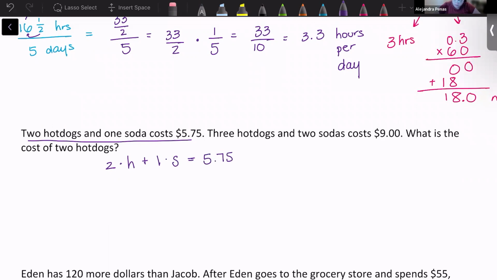I'm going to set up a second equation with this information. 3 times the price of hot dogs plus 2 times the price of sodas is going to equal $9. So here I have two equations, and my job is to figure out what is the price of just 2 hot dogs. Okay, no problem.